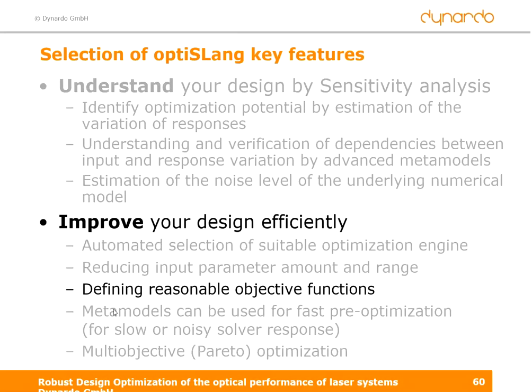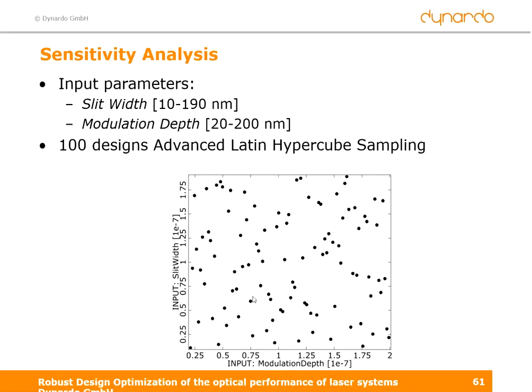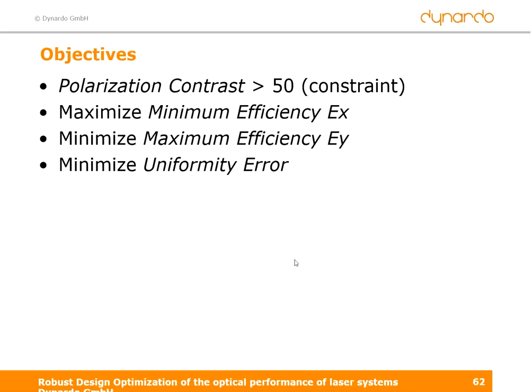Now the aim will be to define reasonable objective functions. By that we have done also a sensitivity analysis. So we varied again the input parameters. In this case it was the slit width varying in this range and the modulation depth. And we used 100 designs of advanced Latin hypercube sampling. Our objectives are the ones Michael explained.